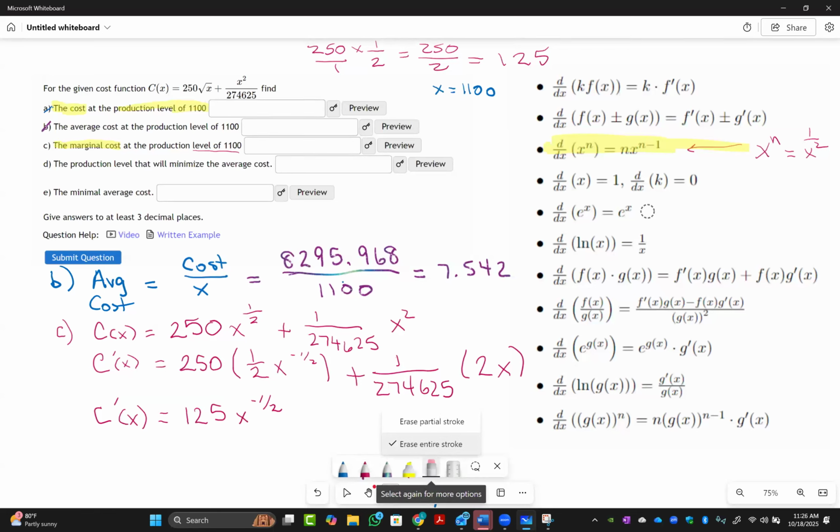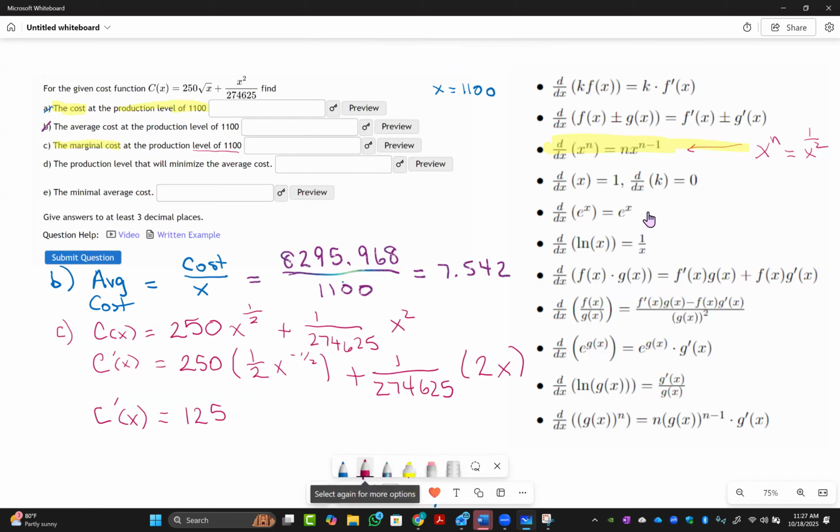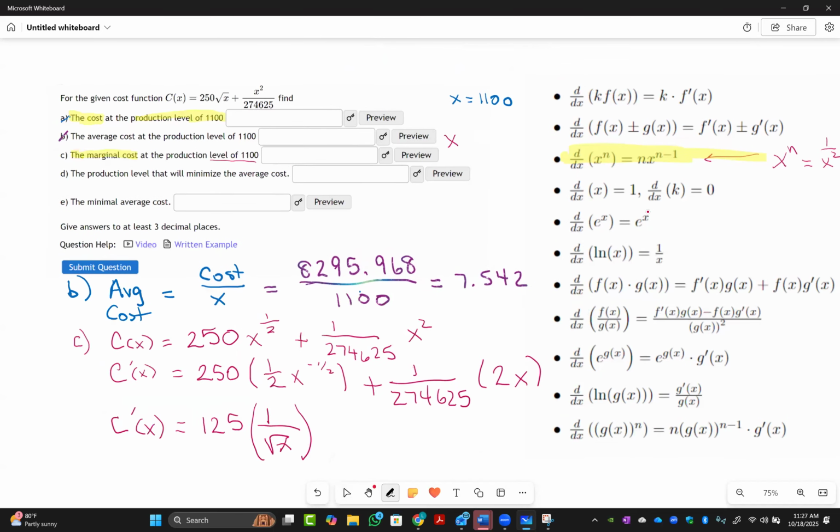because I think it'll be easier. Tell me if you can get this. Can I change this to 1 over the square root of x? Because x to the -1/2 is equal to 1 over x to the 1/2. That's what the negative exponent does, right? Which is equal to 1 over the square root of x.